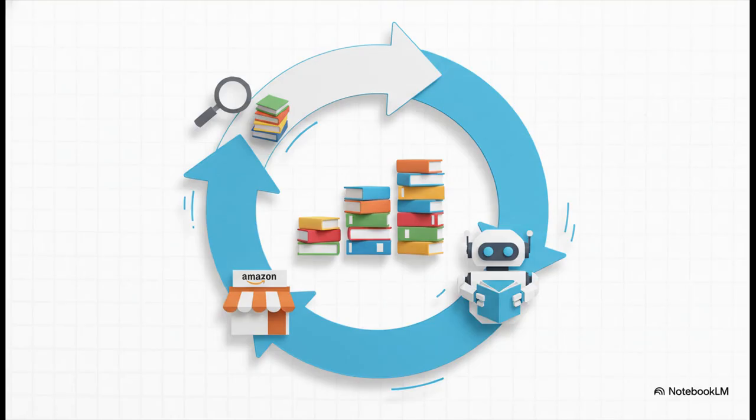So you might be asking, what happens after that first book? Well, scaling this thing is actually pretty simple. You just run the same playbook all over again. You find another topic that's already selling, you create another helpful solution, and you list it on Amazon. The only difference is you just get better and faster every single time you do it.